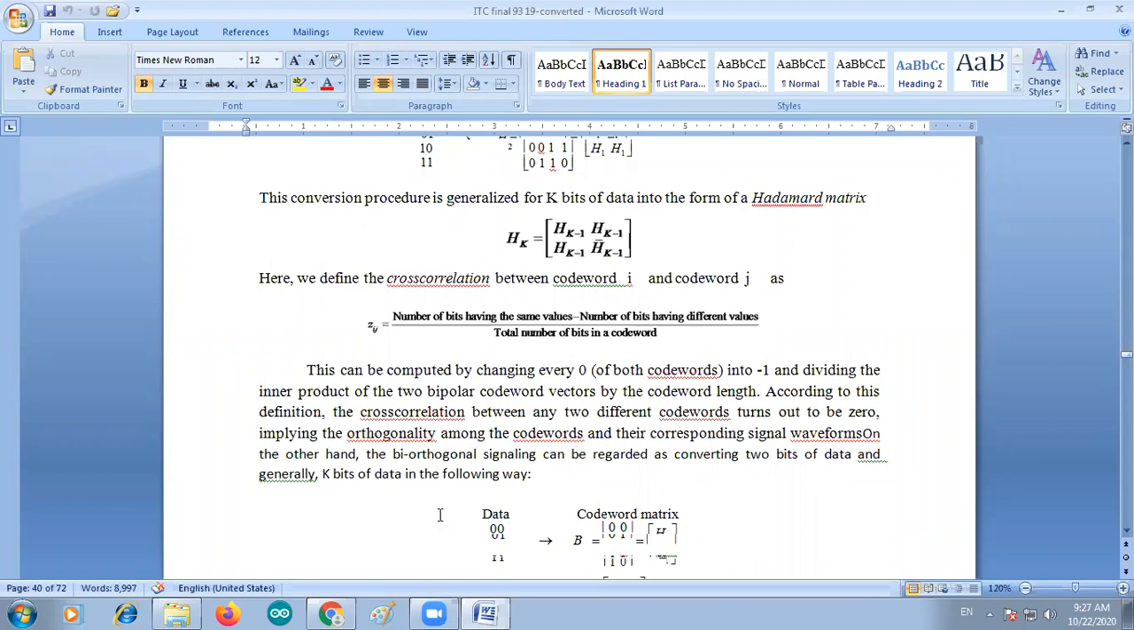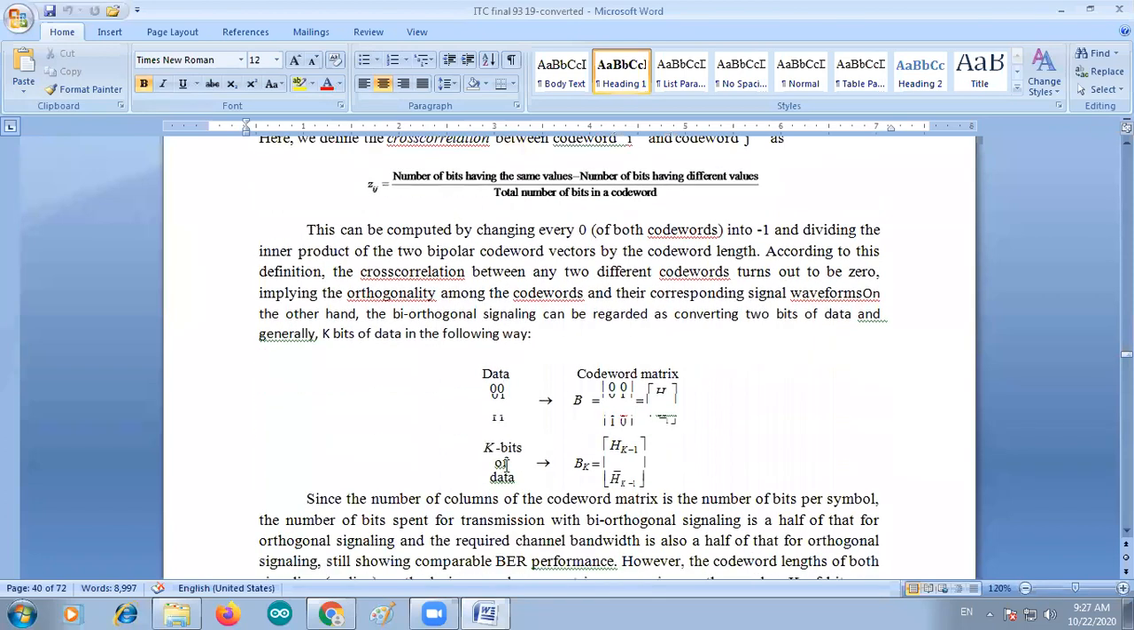So, implying the orthogonality among the code words and their corresponding signal waveforms. On the other hand, the biorthogonal signals can be regarded as converting two bits of data, and generally k bits of data, in the following way. So there are orthogonal signals and biorthogonal signals. Orthogonal signal means the same signal but with an angle difference.